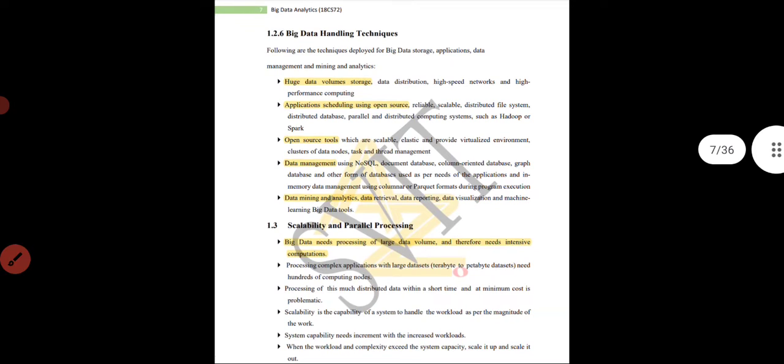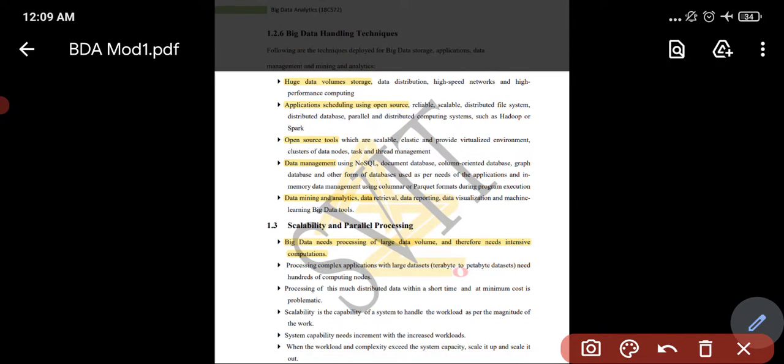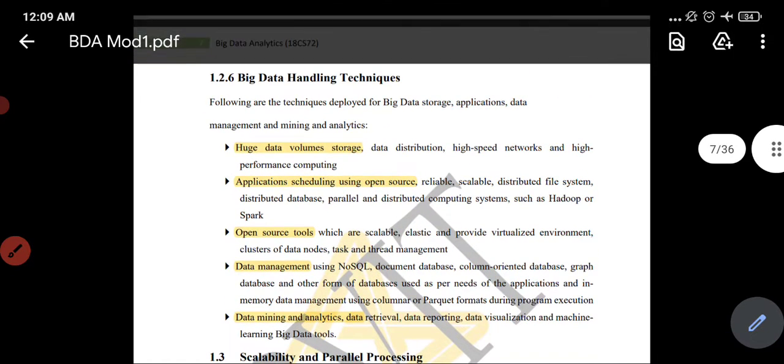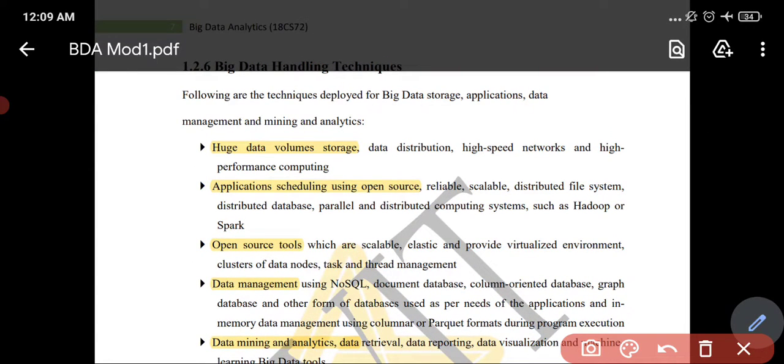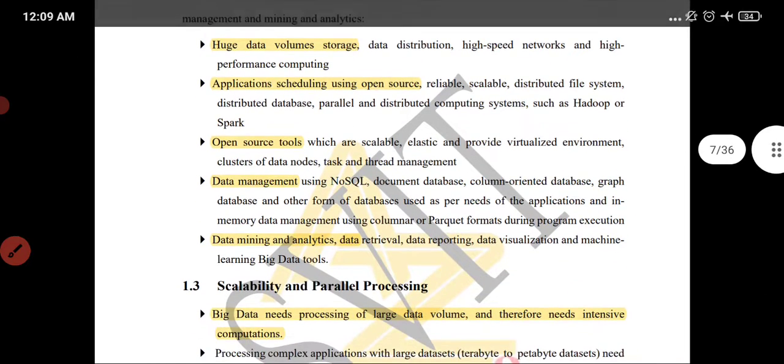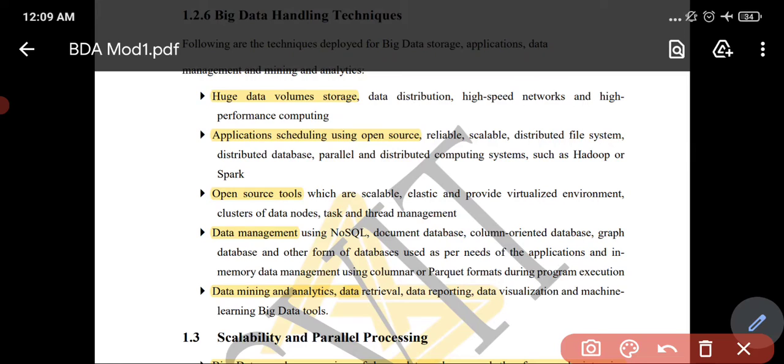So yes, moving on to the next concept, that is big data handling techniques. How to handle this big data? There must be some technique to handle big data, correct? Since the data is very huge, we need to handle it carefully. The techniques of handling are huge data volume storage. Since huge data is being generated, it should be distributed, with high network and high performance computing. Application scheduling using open source, reliable, scalable distributed file system.